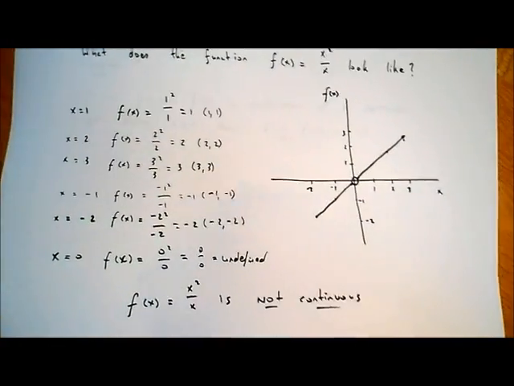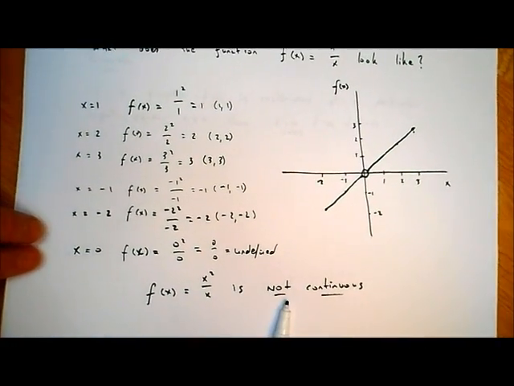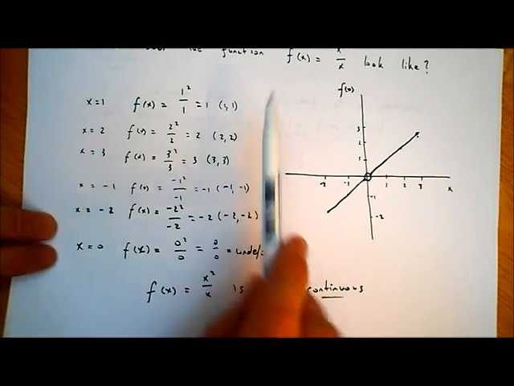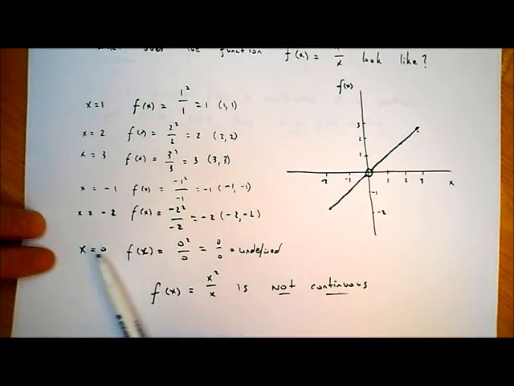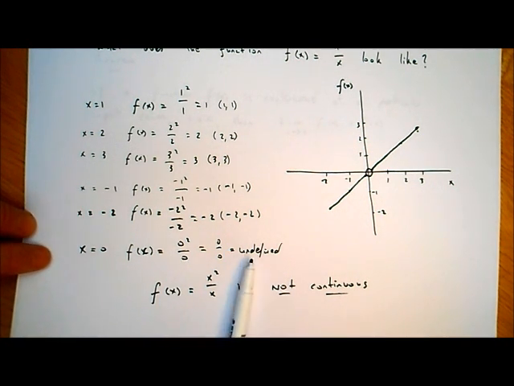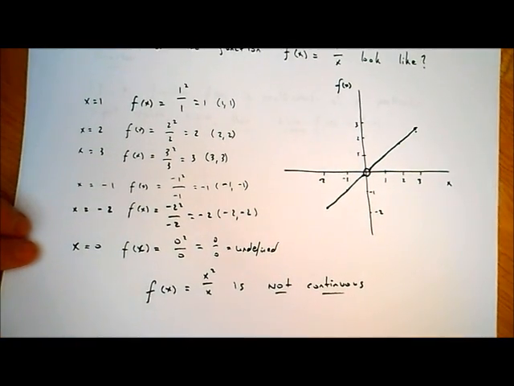The only reason that this function turned out to be not continuous is because there is a break. x can never be 0 in this function because we can't divide by 0. So when we fill in a value of x as being 0, we get an undefined answer. We don't get a corresponding f of x value, so that's why we have a break. So this is not a continuous function.